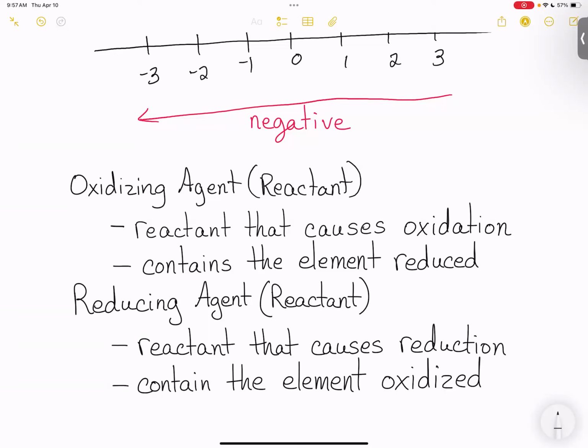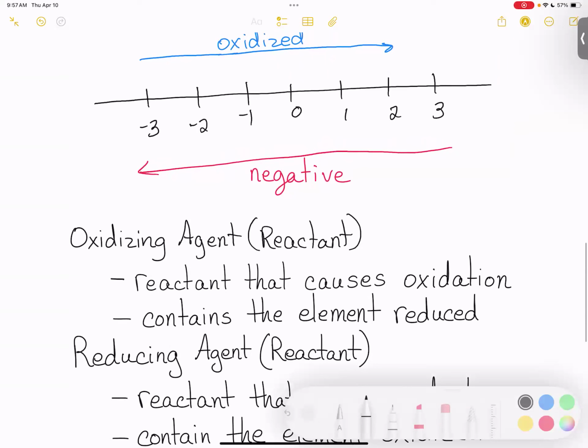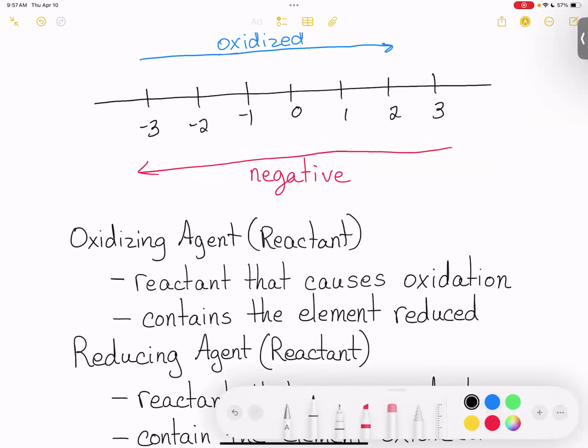On the negative, on the number line. Oh, okay, yes, you're correct. It becomes more negative, which should be reduced, yes.